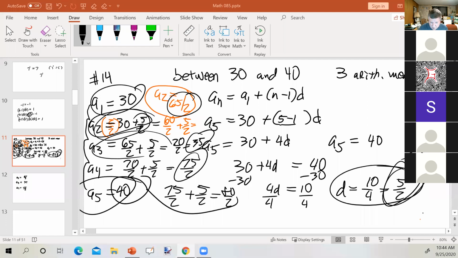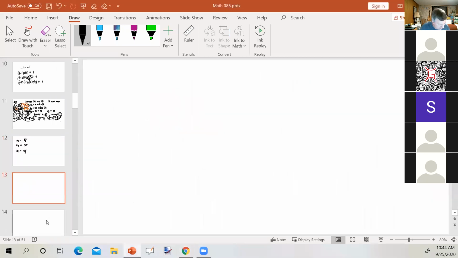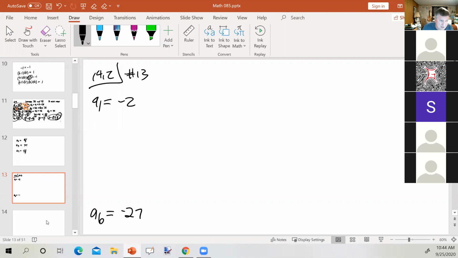All right. So now, this is also from section 14.2 off of WebAssign, and this is number 13. But again, you may not have the same numbers as this. It says, write the first 5 terms of the arithmetic sequence with the following properties. All right, we're told that the first term is -2, and the 6th term is -27.